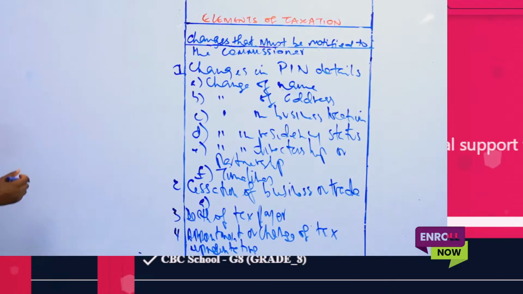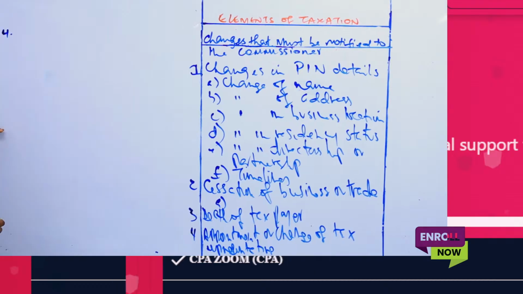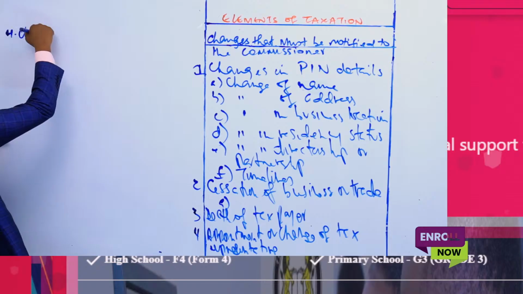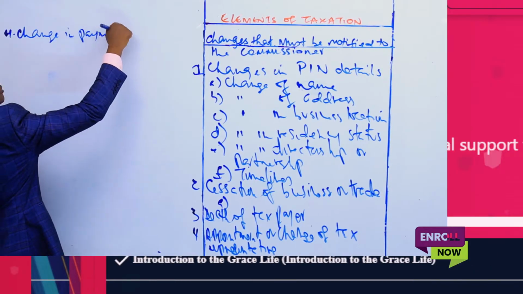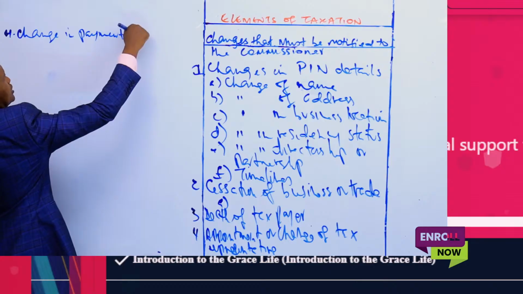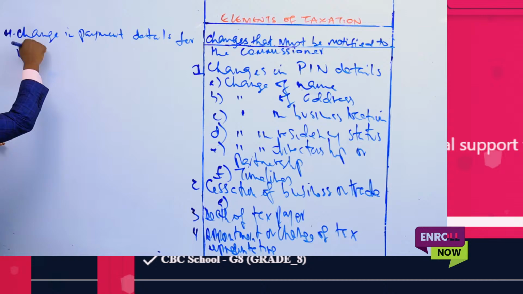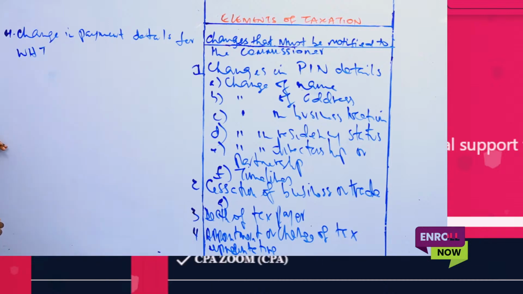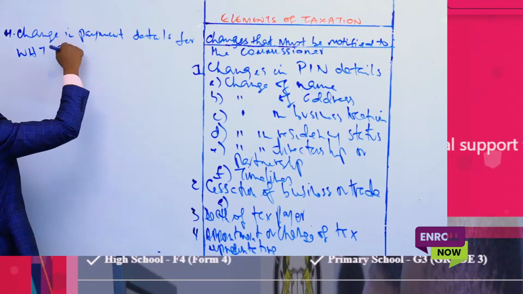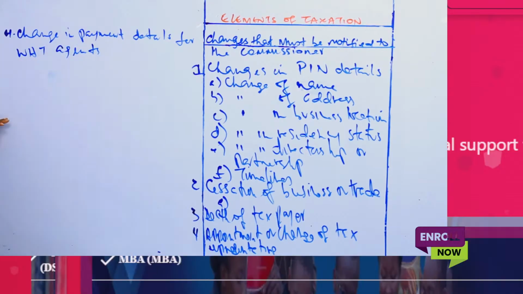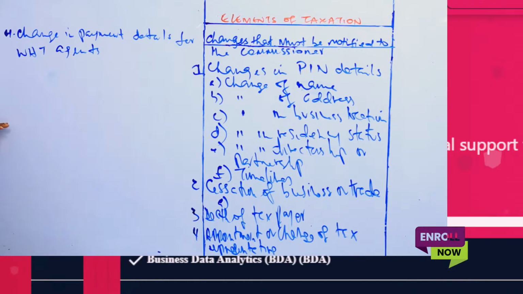Then number 4 is change in payment details. Change in payment details, and these are details in tax. Change in payment details for withholding tax agents. Change in payment details, that is if applicable.